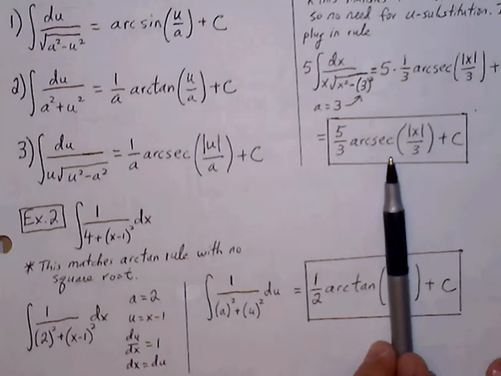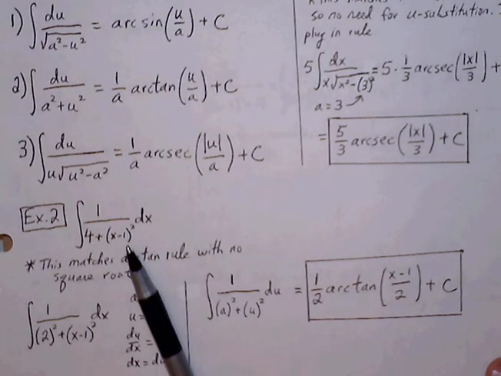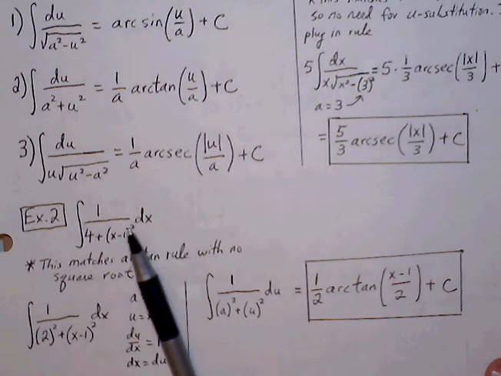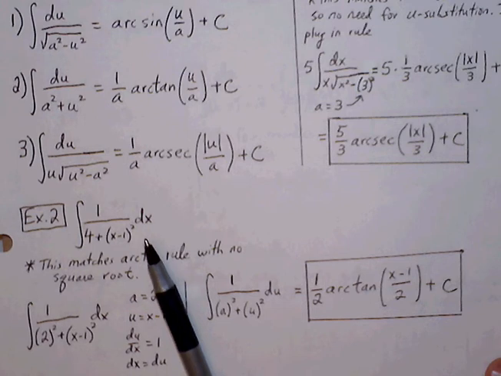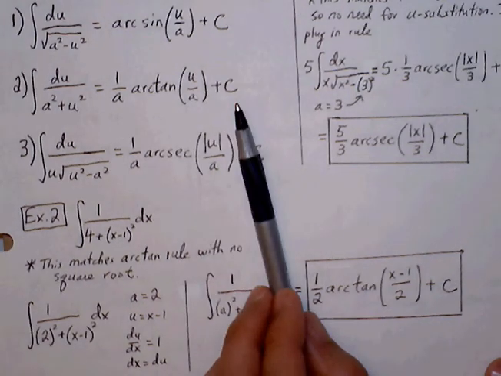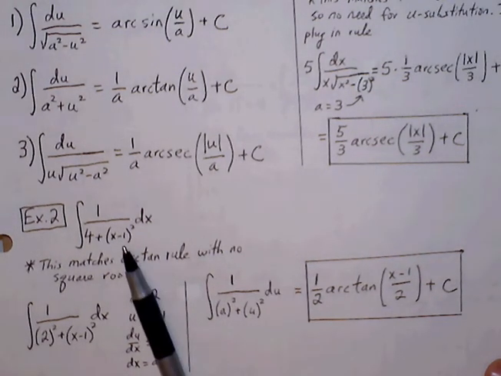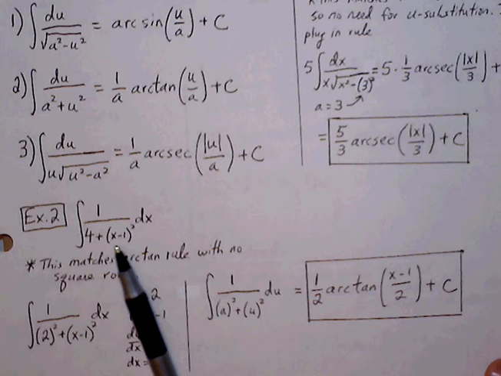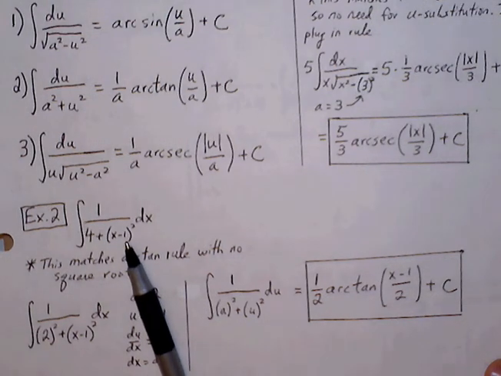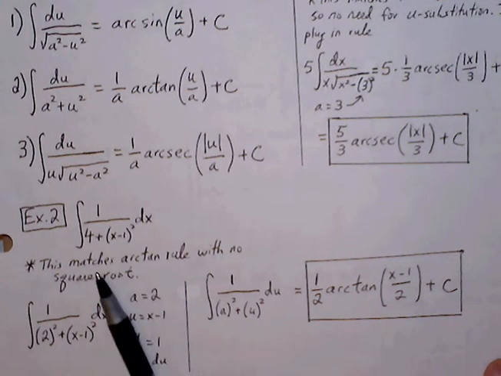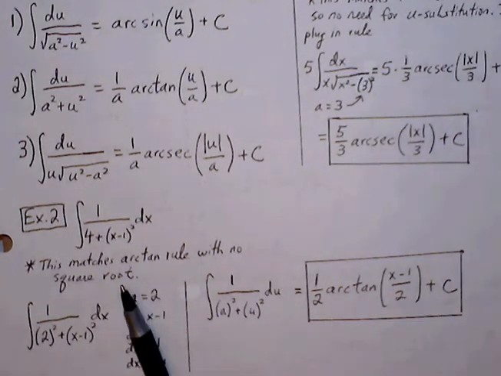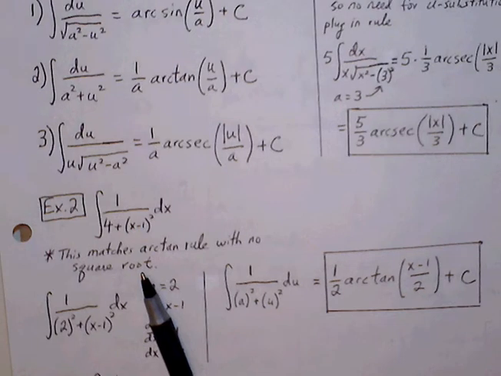Okay, let's look at example 2: the integral of 1 over 4 plus (x minus 1) quantity squared dx. If we try to match it up with one of the rules, we see it matches the arctangent rule. The constant is associated with the a value, and the variable is associated with the u value. It matches the arctangent rule because we don't see any square roots.